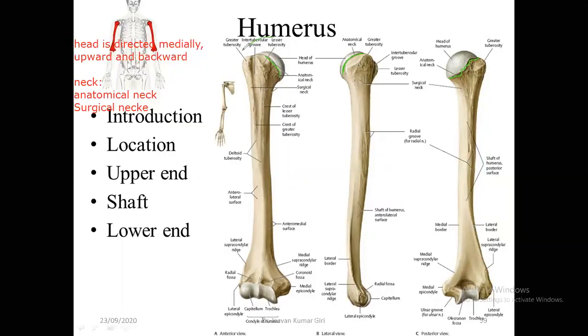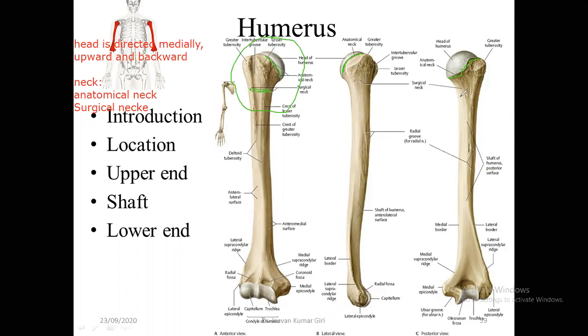See, this whole thing is the upper end. This anatomical neck separates the head from the rest of the upper end. Whereas the surgical neck, that is NECK, not E, is the narrowest part of the upper end, which separates the whole upper end from the shaft. Almost somewhere here will be your surgical neck.